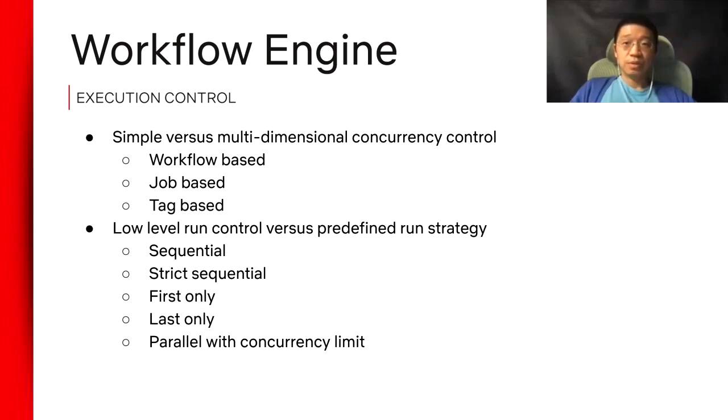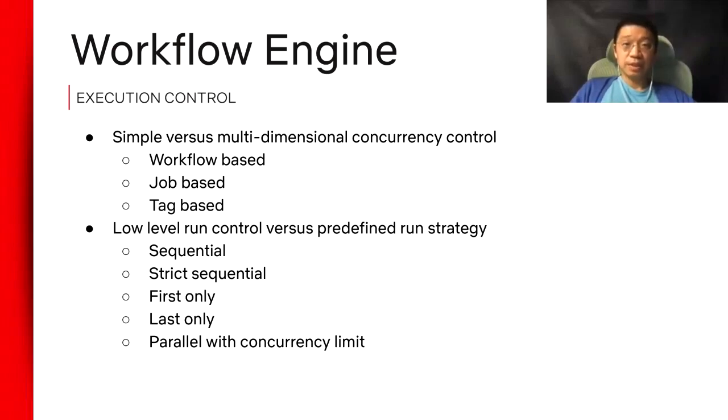Also, users want a scheduler to automate data pipelines, but also have enough control of the execution order. We provide both low-level control and some predefined high-level run strategies. It turns out the predefined ones are good enough, and almost no one uses the low-level ones. It actually causes more confusion to users, and later we removed the low-level ones.